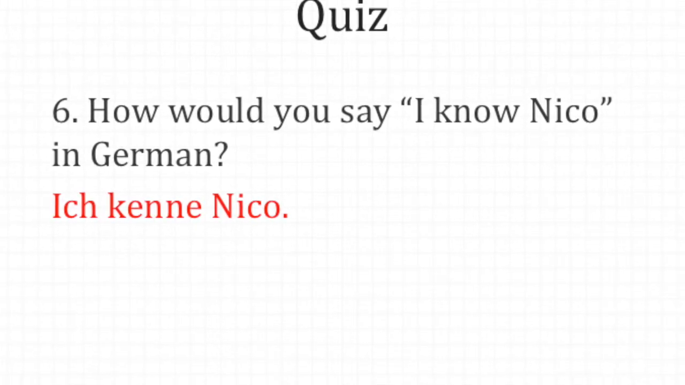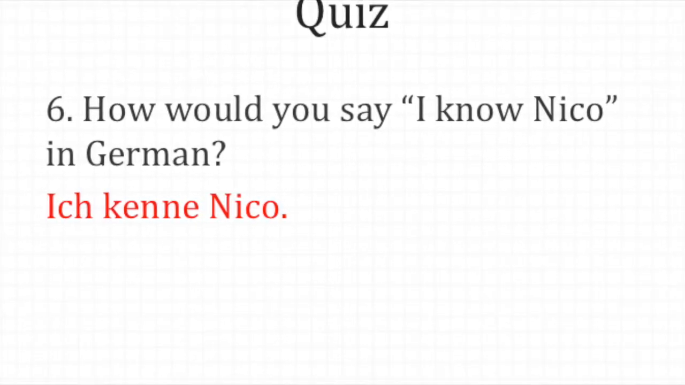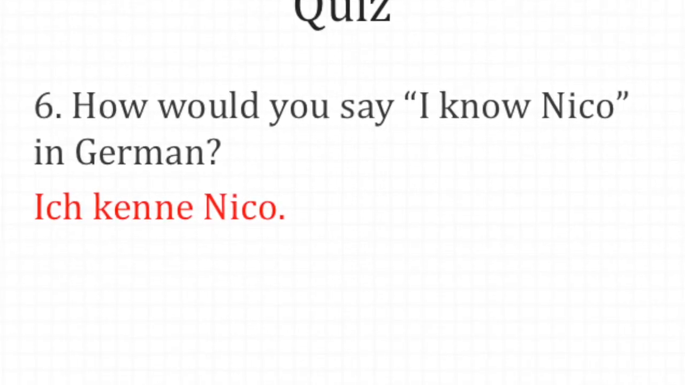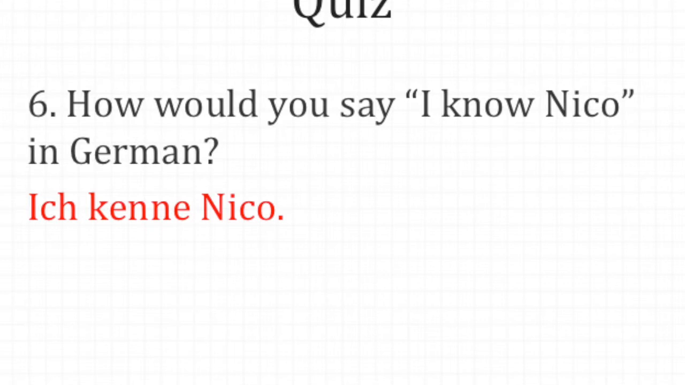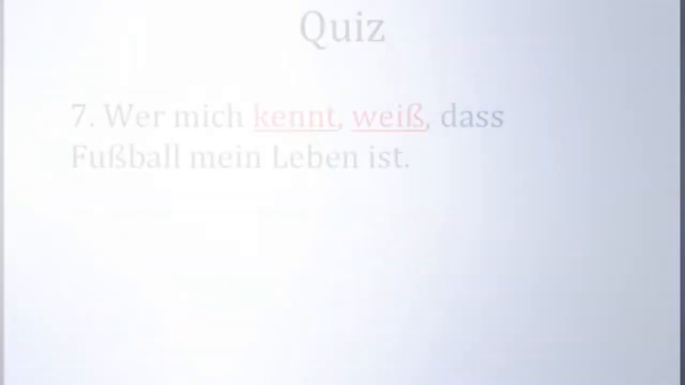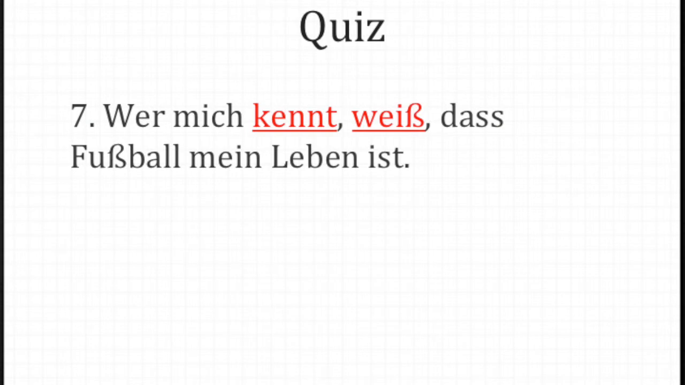Now, here is a much more complicated example found in a corpus. In English, the phrase would be, whoever knows me knows that soccer is my life. How would you say this in German? The correct answer is, wer mich kennt, weiß, dass Fußball mein Leben ist. The first form is kennen because it refers to the mich, me. The second form is weiß because it introduces a subordinate clause.